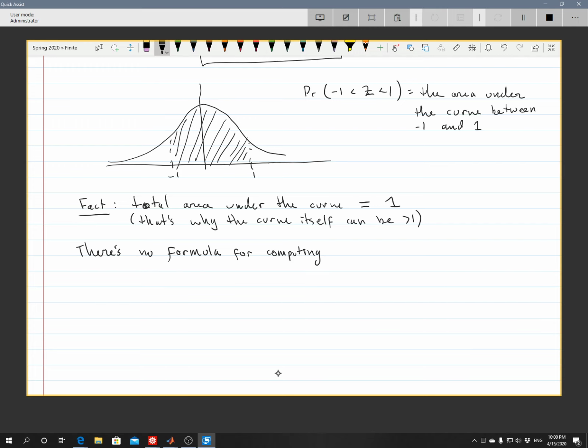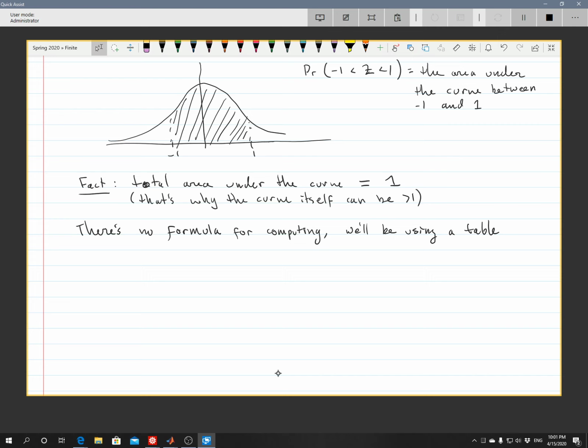But instead, what we use is a table, or in this class we'll be using a table. Now, in general, what people would use is a computer to compute something very accurately. They can't use a formula, but computers can compute approximations very well. But for us, we'll be using a table of values for the probability that z is less than k.